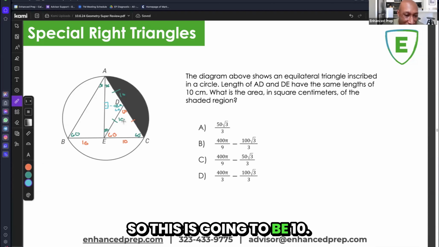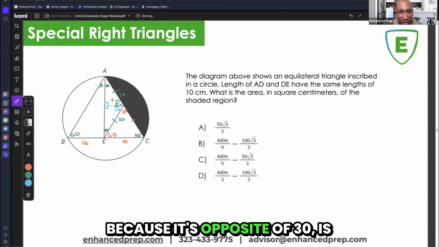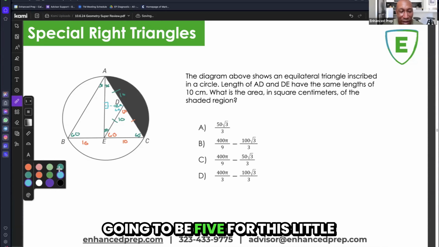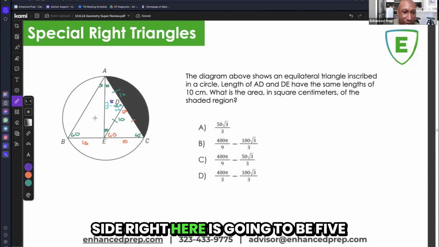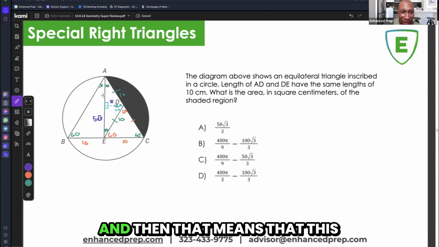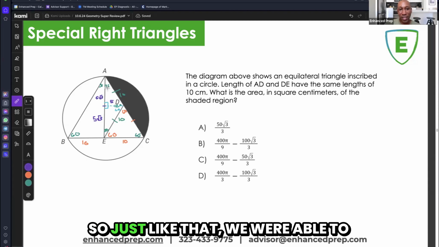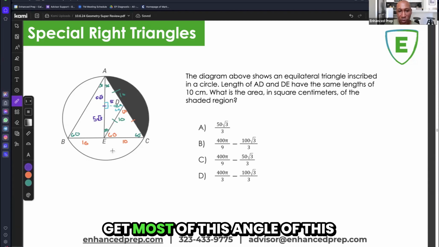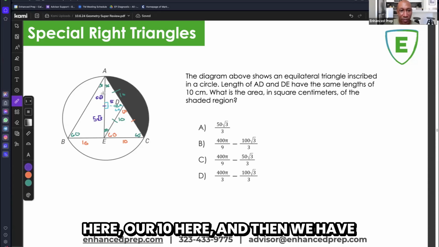So this is going to be 10. That means that this one over here, because it's opposite of 30, is going to be 5 for this little small triangle that's right here. And then that also means that this side right here is going to be 5 times the square root of 3. And then that means that this height right here for this top portion is also going to be 5 times the square root of 3, right? So just like that, we were able to get most of this triangle, right? Because we have our 10 here, our 10 here, and then we have our height.